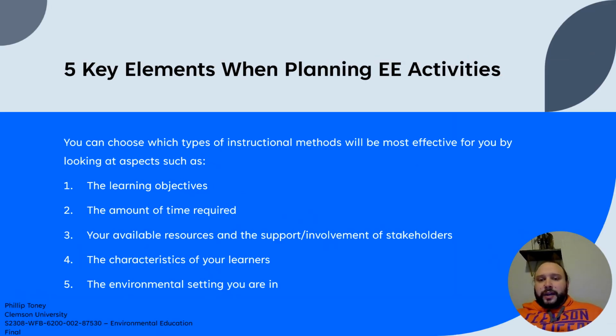5 key elements when planning EE activities. When you're choosing instructional methods, they'll be most effective for you if you look at things like, first of all, the learning objective, second, the amount of time required, third, the available resources and the support or involvement of the stakeholders, 4, the characteristics of your learners, and 5, the environmental setting that you're in.